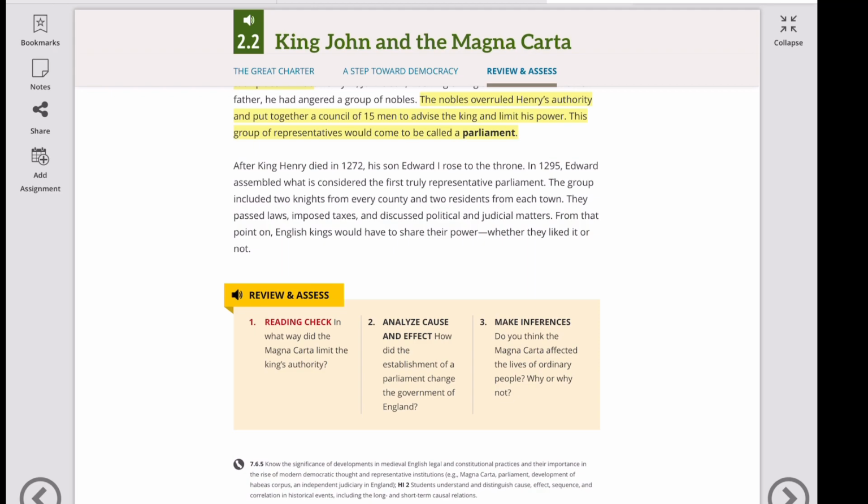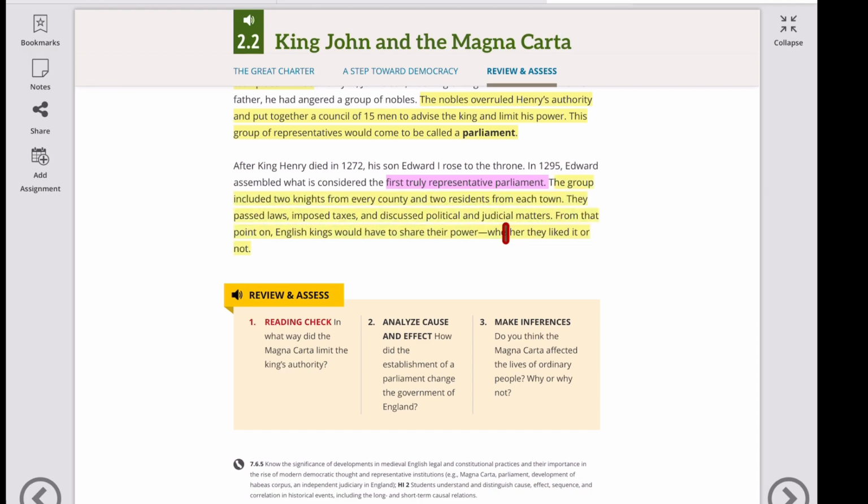From that point on, English kings would have to share their power with these representatives whether they liked it or not. So this is a big improvement, a development from the sole authority of the king to different representatives, most likely just represented by the elites or the nobility or the noble class, but it is a major step towards democracy which was developed eventually.